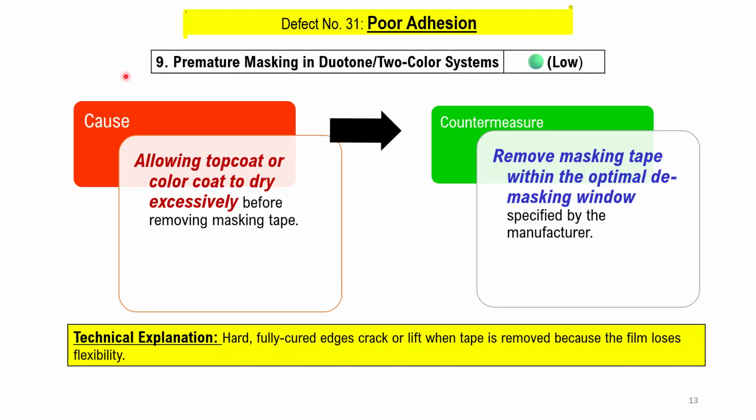What could be the ninth cause? Delayed demasking in a two-tone, two-color system. Allowing the top coat or color coat to dry excessively before removing masking tape. Remove masking tape within the optimal demasking window specified by the manufacturer.